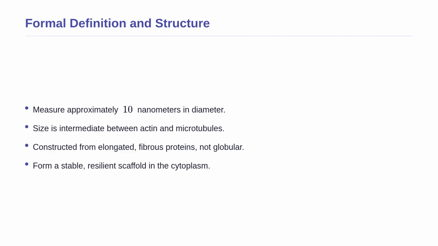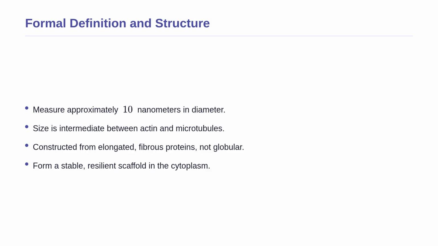Now that we understand their purpose, let us look at their formal biological definition. Intermediate filaments are a primary component of the eukaryotic cytoskeleton. They measure approximately 10 nanometers in diameter. This specific diameter is exactly intermediate, or halfway, between the thinner actin microfilaments and the thicker microtubules.